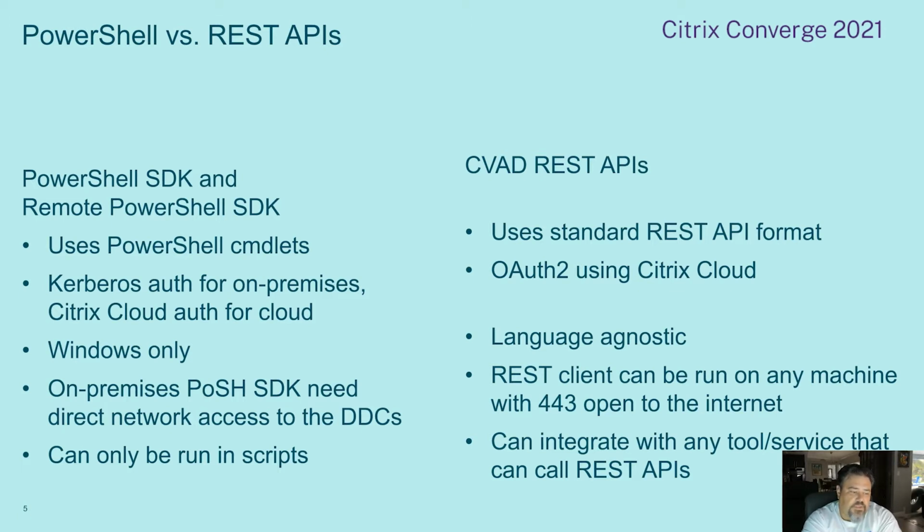PowerShell only runs on Windows, whereas the CVAD REST APIs are language agnostic, meaning you can run in C#, Python, or any scripting language that supports REST APIs. You can connect over the internet with it, as long as you have port 443 open. You also have the ability to integrate with any tool or service that you use today, whether it's for CI/CD or automation or anything else. On the PowerShell side, you do have the ability to run scripts, but not much to create tools around that.